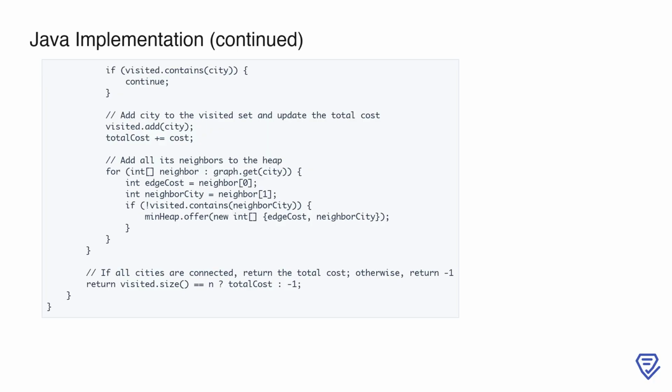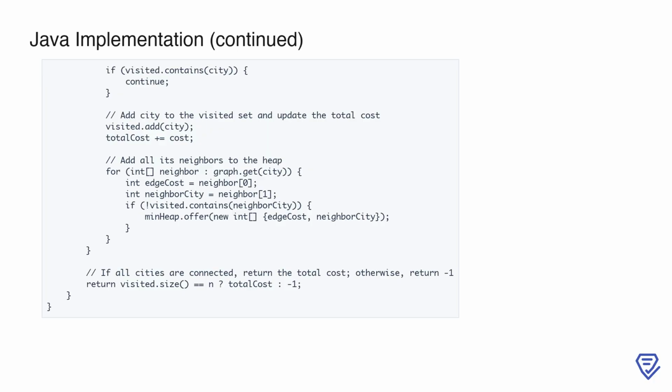Then, we iterate through all the neighboring cities of the current city. For each neighbor, if it hasn't been visited yet, we add it to the priority queue along with the cost of the edge connecting it. This ensures that we always prioritize the cheapest edges first.